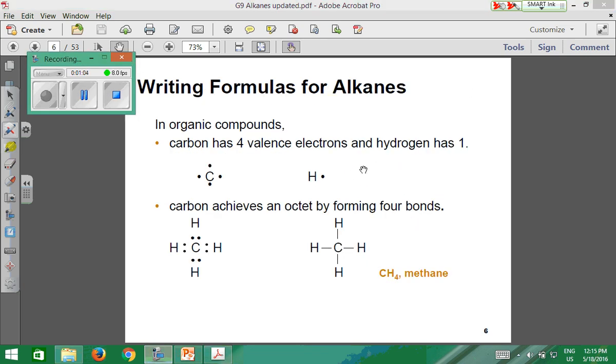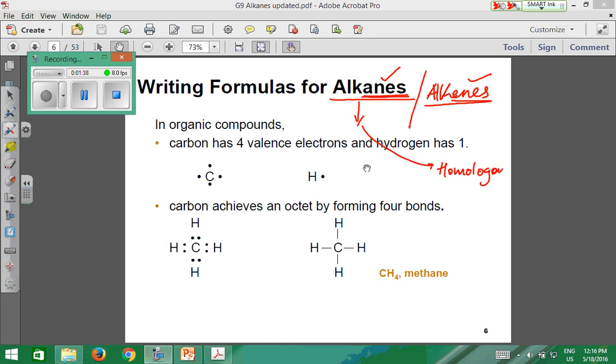Next, if I discuss the next point about these organic substances, the first member in this organic chemistry will be the alkane. In IGCSE, we have alkenes also. Alkanes and alkenes, see the difference: ANES and ENES. The difference is here. ANES and ENES mean this group. In future we will be discussing what this group is called: homologous series.